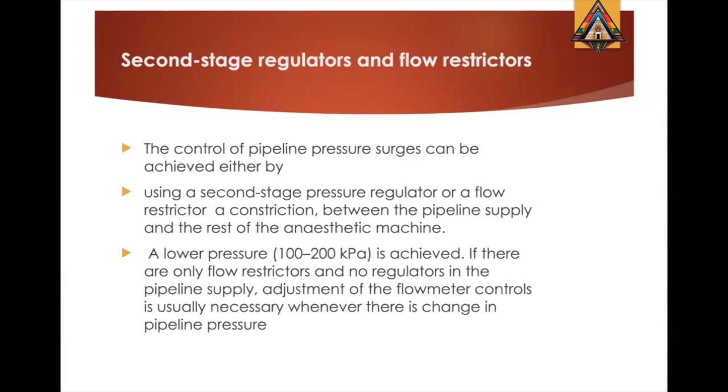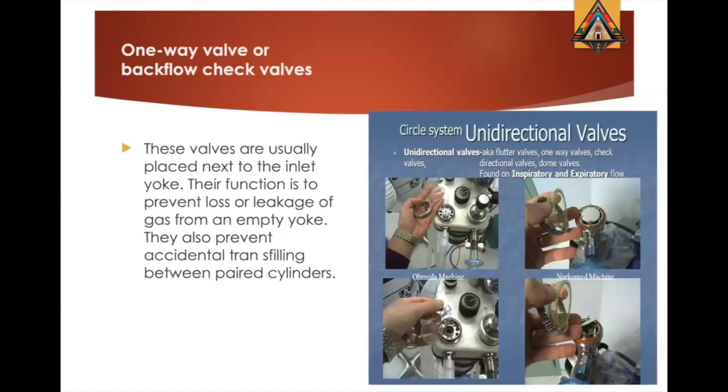The control of pipeline pressure surges can be achieved either by using a second stage pressure regulator or a flow constrictor. So after the initial regulator that drops the pressure to 400 kilopascal, as it enters the machine, it is further dropped. At lower pressure, a low pressure of 100 to 200 is achieved. If there is only a flow restrictor and no regulator, the pipeline supply will adjust to the flow meter control.